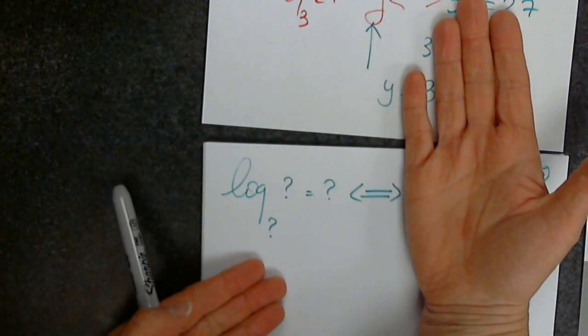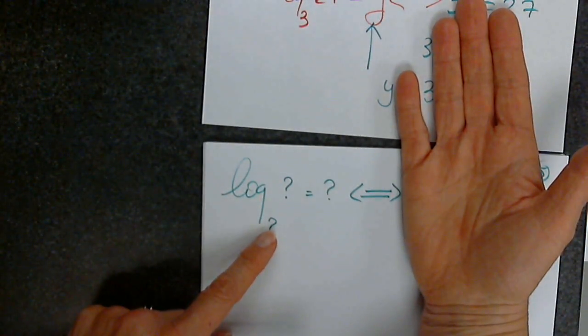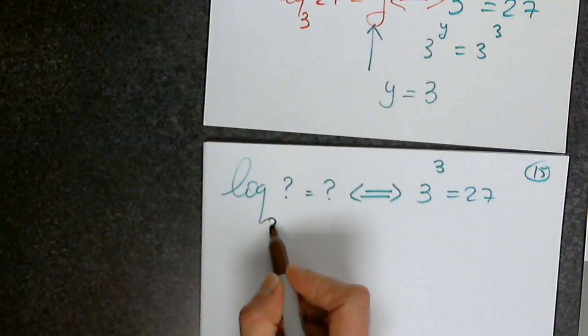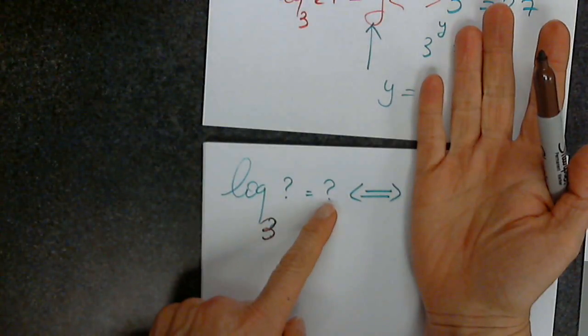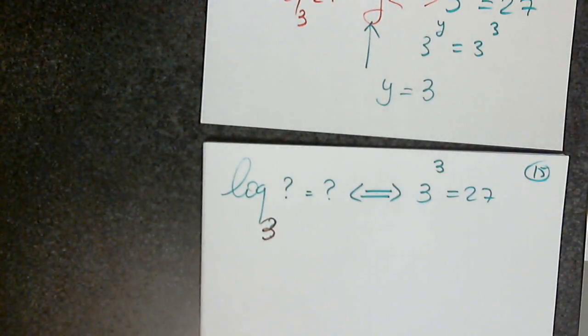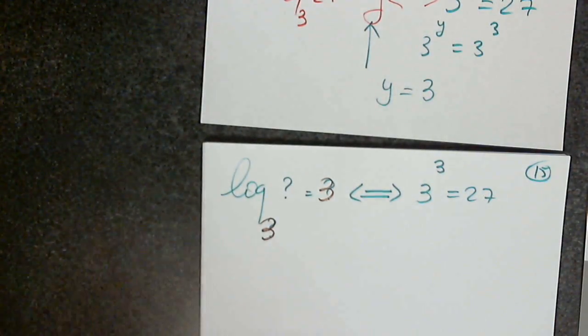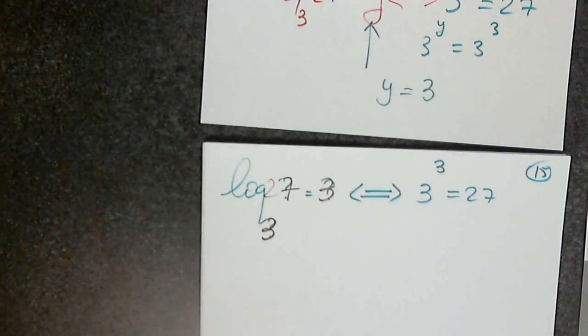When I change this into an exponential, I start here. So then this is the base. What is the base then? 3. Then I say 3 raised to this number. What is that number then? And here I have to have 27. Very good.